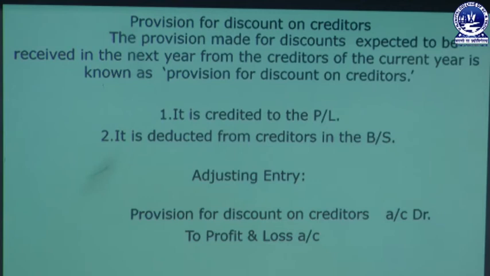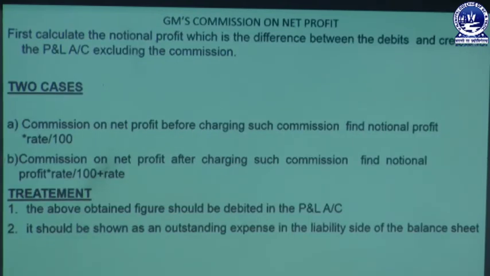So what is the adjustment entry for a reserve for discount on creditor? The adjustment entry is provision for discount on creditors account debit to profit and loss account, because it is one type of a gain for the organization. So profit and loss account must be credited, and the reserve for discount on creditor must be debited.